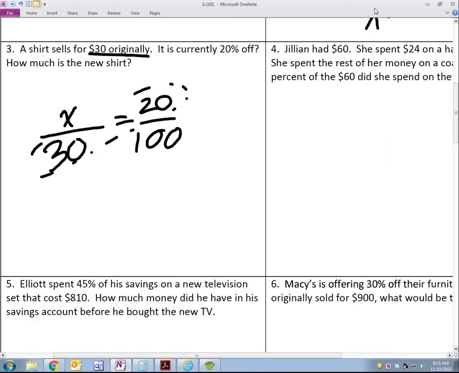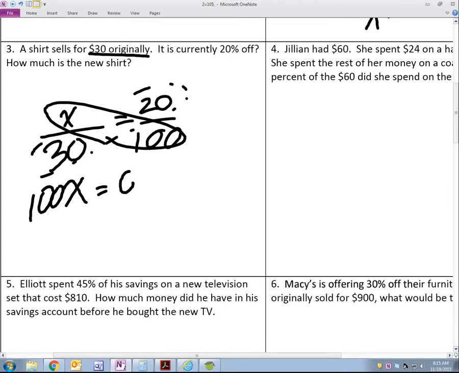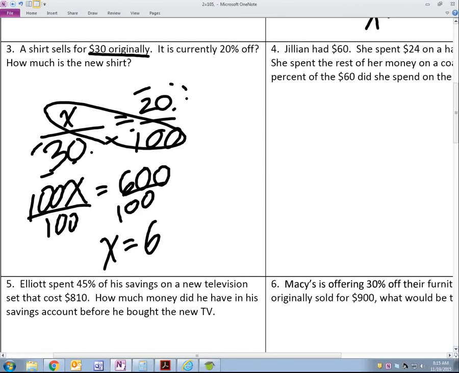Okay. Cross multiply, cross multiply. I have 100x equals 3 times 2 is 6 with 2 zeros. I have to divide by 100 again. X is equal to 6.